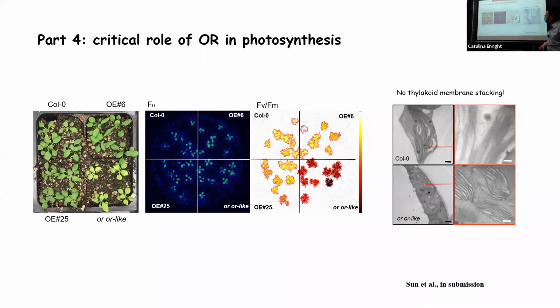So we generated OR overexpression lines and OR-like double mutant lines, knockout lines, and we figured out that without OR, plants show a pale green phenotype, with significantly reduced photosynthesis ability. And when we check the chloroplast structure, we find that without the OR gene, the thylakoid membrane stacking is missing. So that makes the chloroplast unable to function properly.